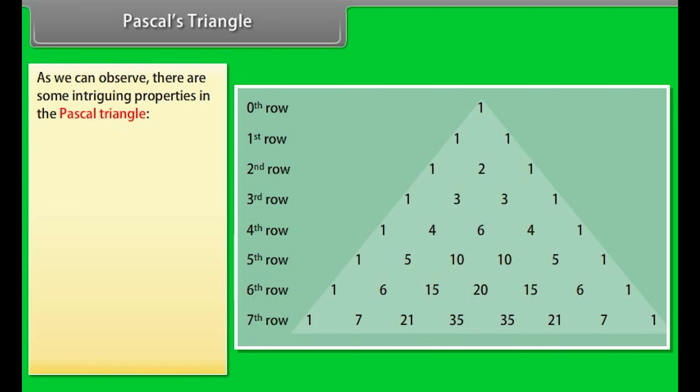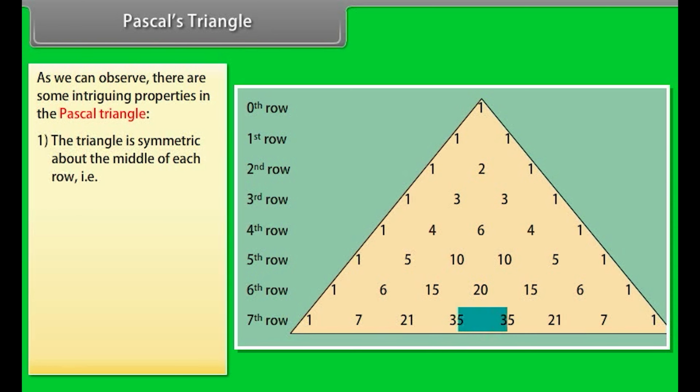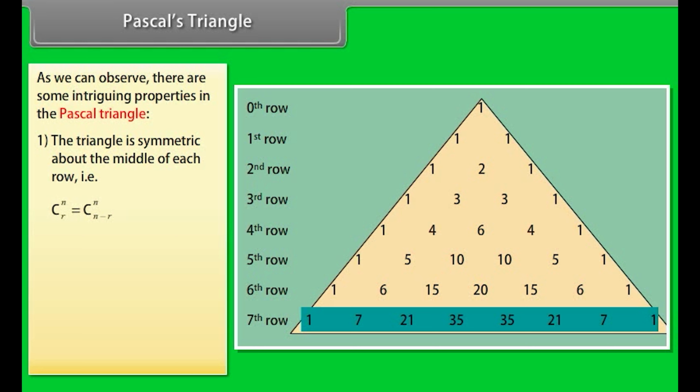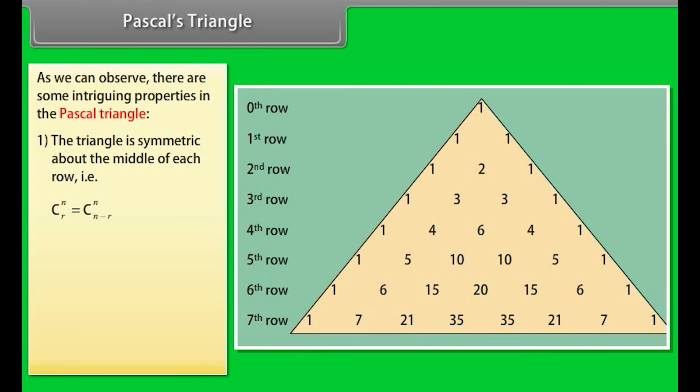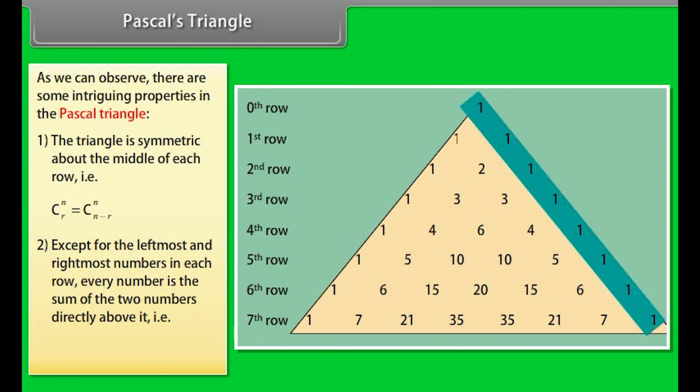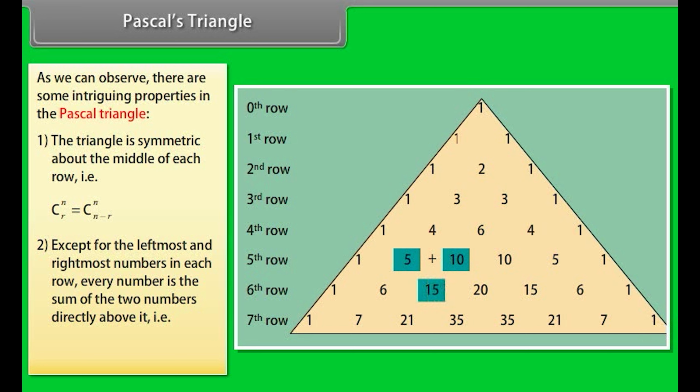As we can observe, there are some intriguing properties in Pascal's triangle. The triangle is symmetric about the middle of each row, that is, nCr = nC(n-r). Except for the leftmost and rightmost numbers in each row, every number is the sum of the two numbers directly above it, that is, nCr = (n-1)C(r-1) + (n-1)Cr.